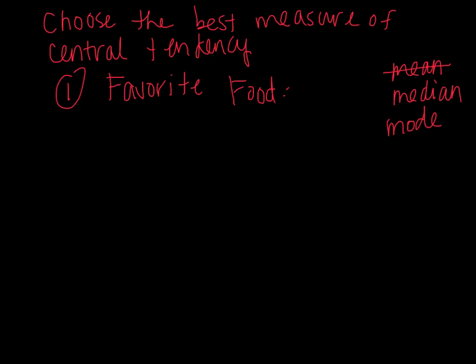Can I find the middle of chicken? Can I order chicken and steak and asparagus from least to greatest? No, I can't. Okay, so we can cross off median. What about mode, you guys? If I said, okay, 3 people like steak, 8 people like chicken, 5 people like pizza, well, then I can pick the number that they like the most. So in this case, if I'm looking for favorite food, I'm going to look for the mode. Which one has the most votes?